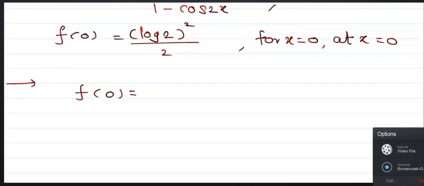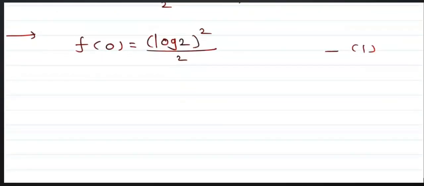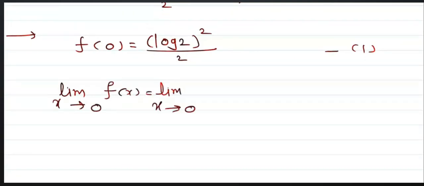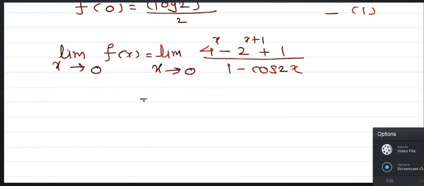f of 0 is equal to (log of 2) bracket square upon 2. Therefore limit x tends to 0 of f of x is limit x tends to 0 of (4 raised to x minus 2 raised to x plus 1) upon (1 minus cos of 2x). Now to solve this limit, here is 4 raised to x. 4 raised to x means what? 2 raised to 2, bracket raised to x. And 2 raised to x plus 1 can be written as 2 into 2 raised to x. Then you will get the perfect square of (2 raised to x minus 1) bracket square.